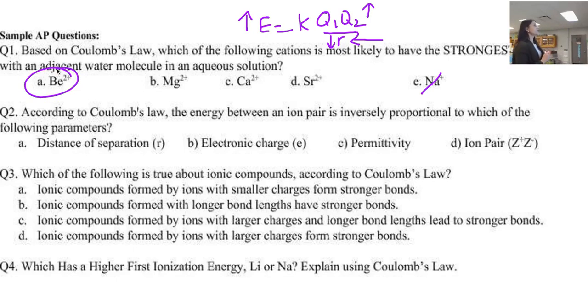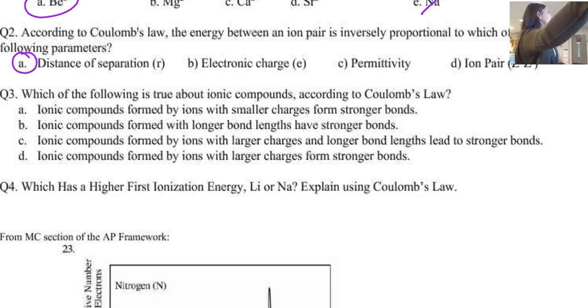Okay. According to Coulomb's law, the energy between an ion pair is inversely proportional to which of the following parameters? Again, we already know this. It must be the distance of separation. The distance is inversely related. Question 3. Which of the following is true about ionic compounds according to Coulomb's law? Okay, so it says ionic compounds formed by ions with smaller charges form stronger bonds. That's not true. We actually want bigger charges.